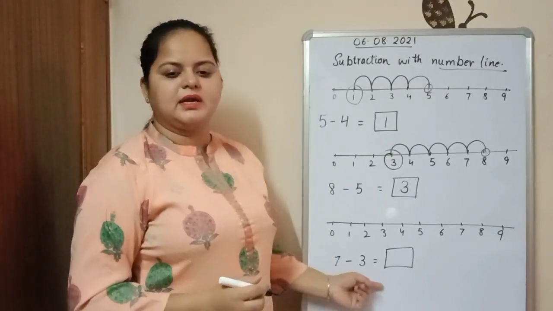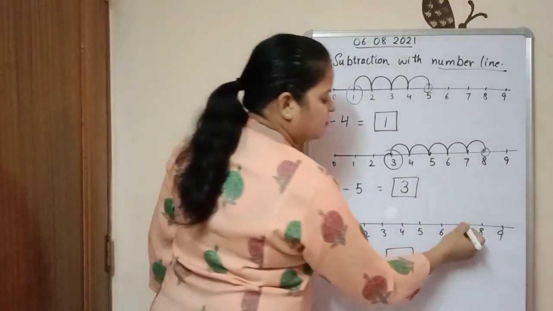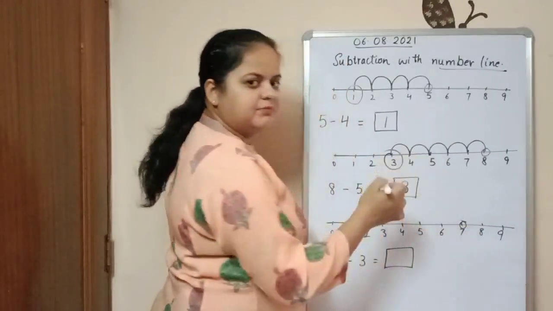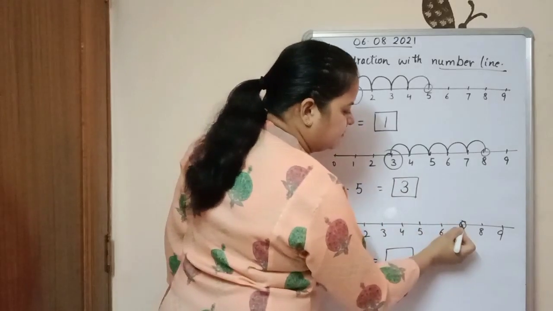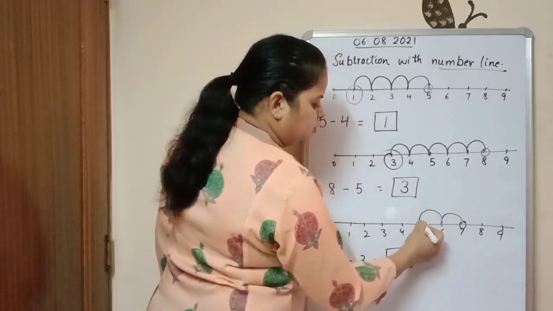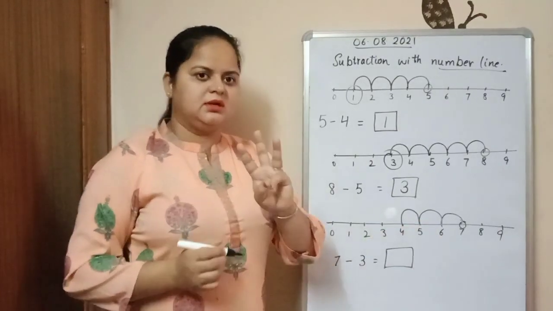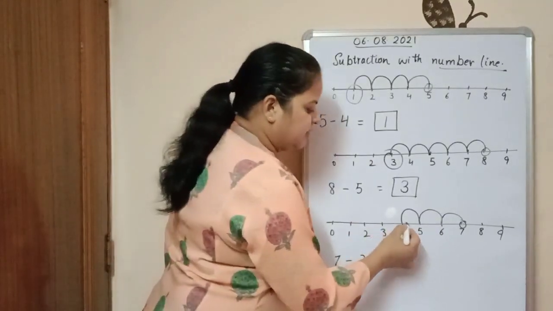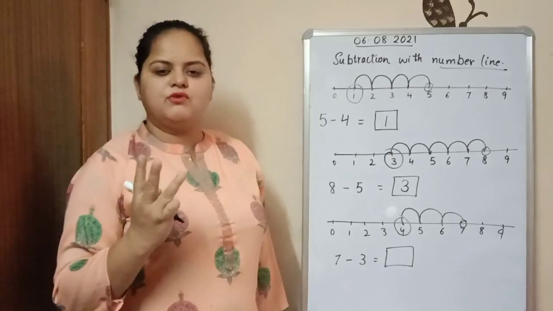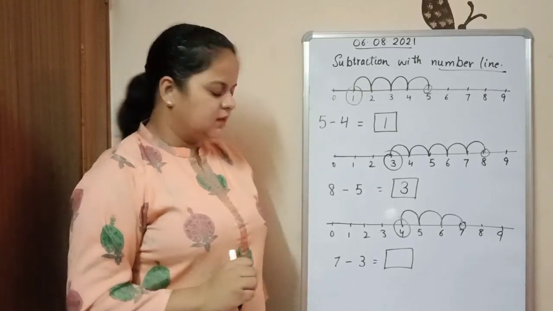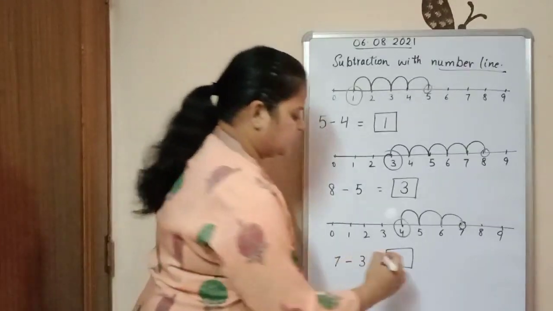Next is 7 minus 3. We will start from 7 and make back jumps. 3 back jumps: 1, 2, 3. Here we have 3 back jumps, and we reach number 4. So the answer is 4. 7 minus 3 is equal to 4.